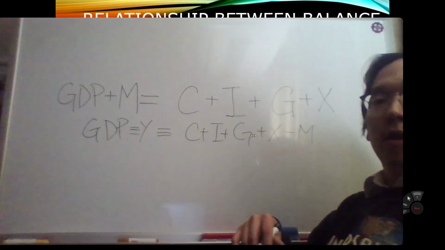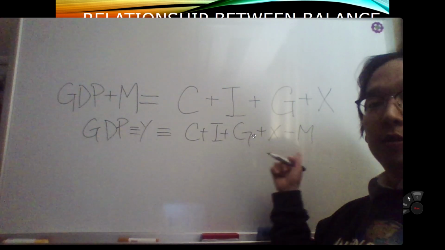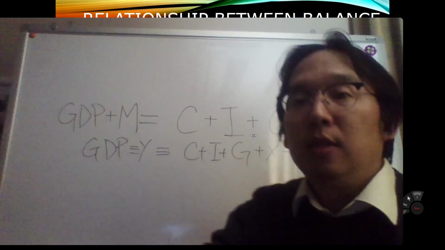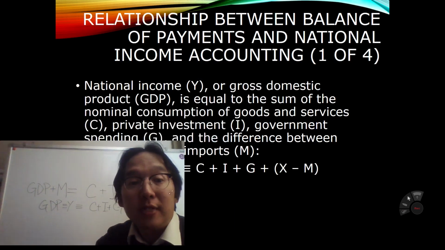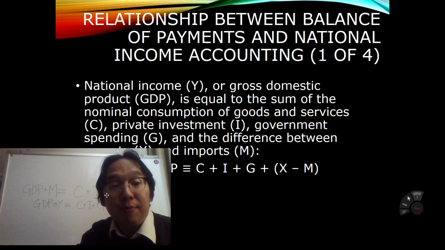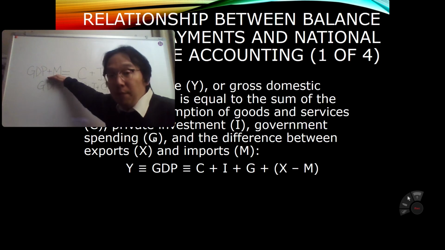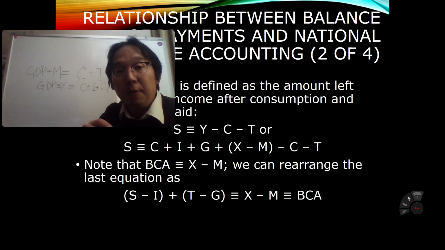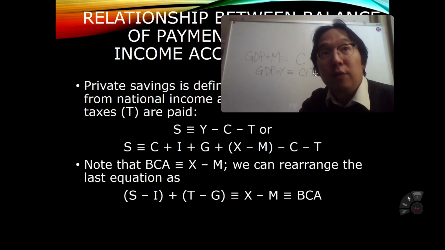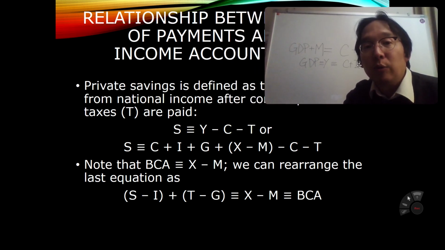So this is what you see in the formula over here. What you produce plus import, what you produce and import, is what you consume and government consume and then export to the other countries plus your investment. Okay, that has to hold every year. Then what do we want, right?